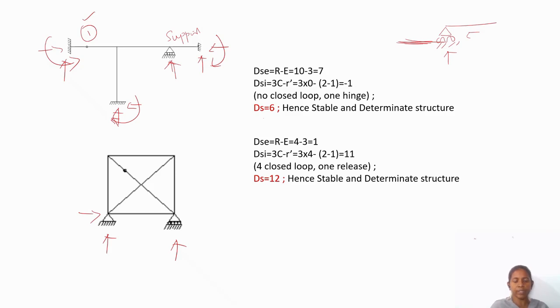Here U minus E, 4 minus 3. Actually 4 minus 3, there is no closed loop in this problem. Here it is 1, 2, 3, 4 number of closed loops, and one hinge is available connecting two members, so R dash equal to 1. 3 into 4 minus 1, 12 minus 1, 11. So static internal indeterminacy is 11.